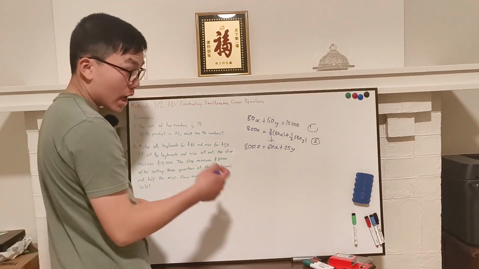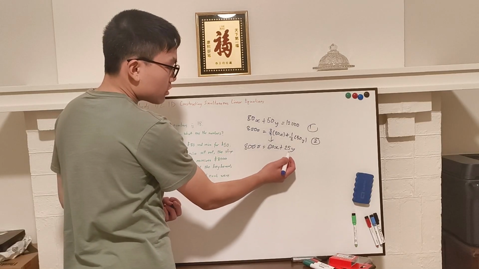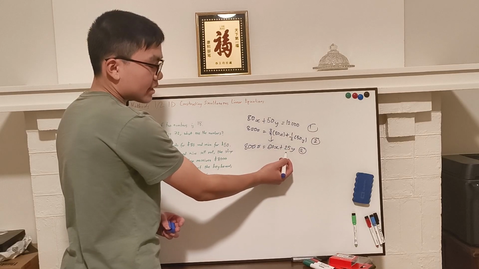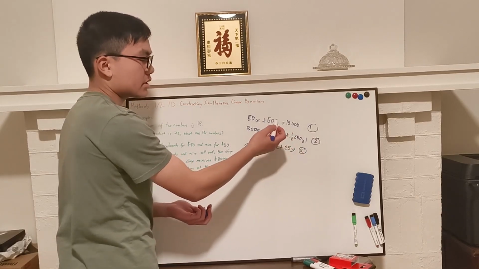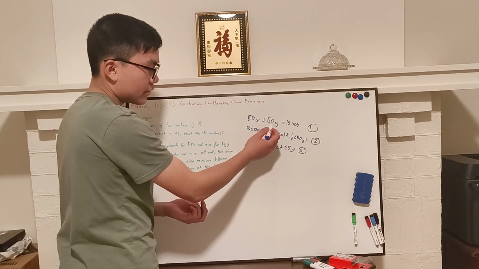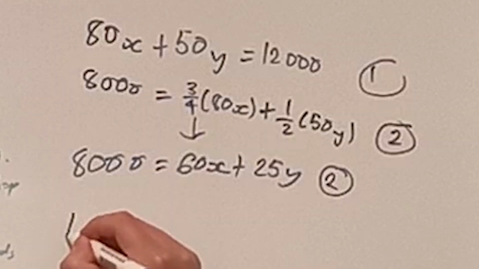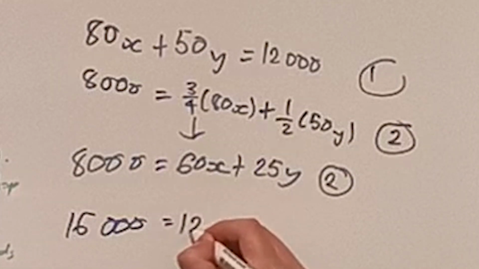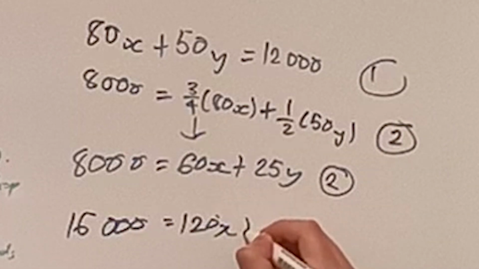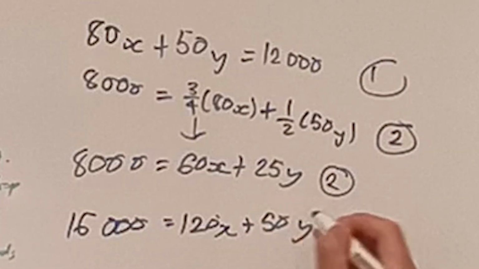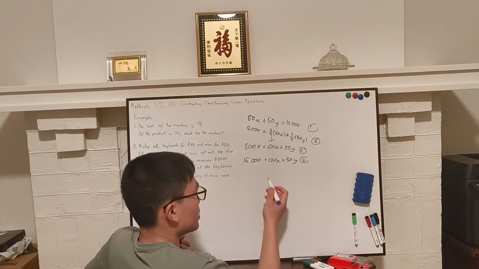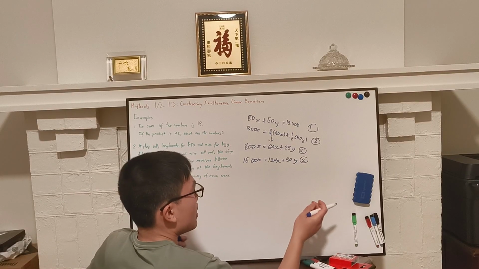So how are we going to do this? Well, we're going to multiply this second linear equation here by 2, because that gives us 50y, and you're going to realize in this first equation, this has 50y as well. So this will become 16,000 equals 120x plus 50y. So that's still the second linear simultaneous equation. We just multiplied everything by 2.